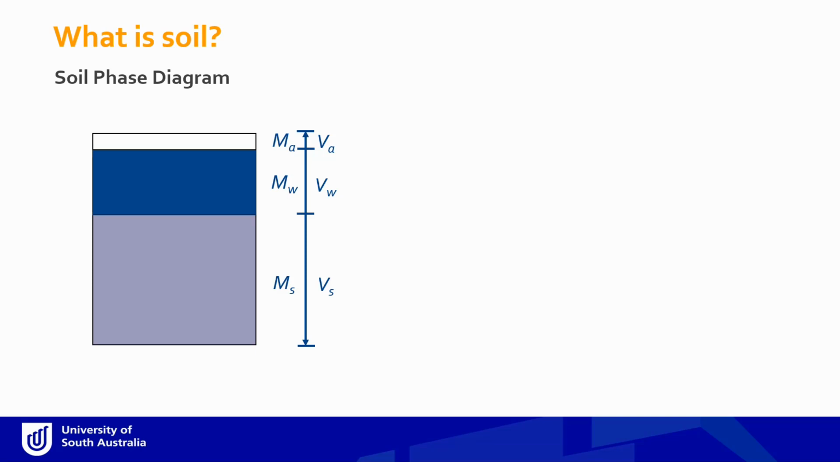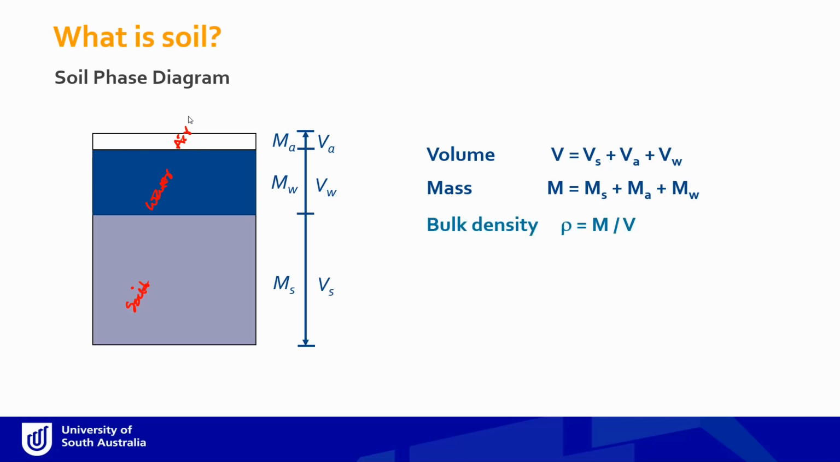Now, same diagram as before. In this diagram we have solid, water, and air. The M and V terms on the right hand side: M stands for mass and V stands for volume, and A, W, and S stand for air, water, and solid respectively. If we add all the V terms, we'll get the total volume. If we add all the M terms, we'll get the total mass. Now we're going to define a term for density. We call it bulk density.